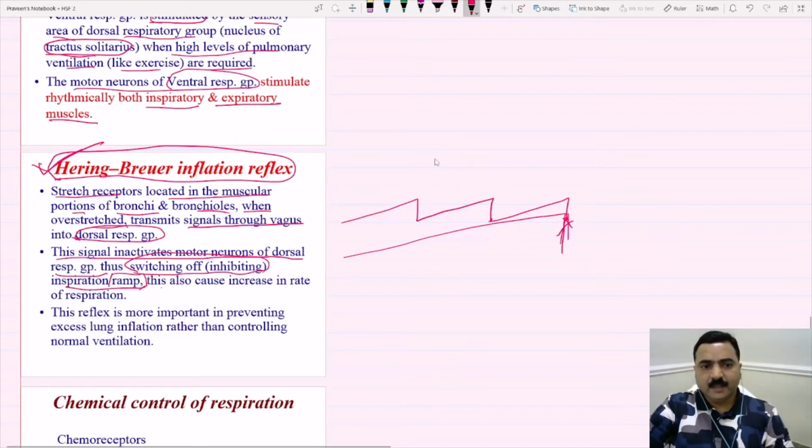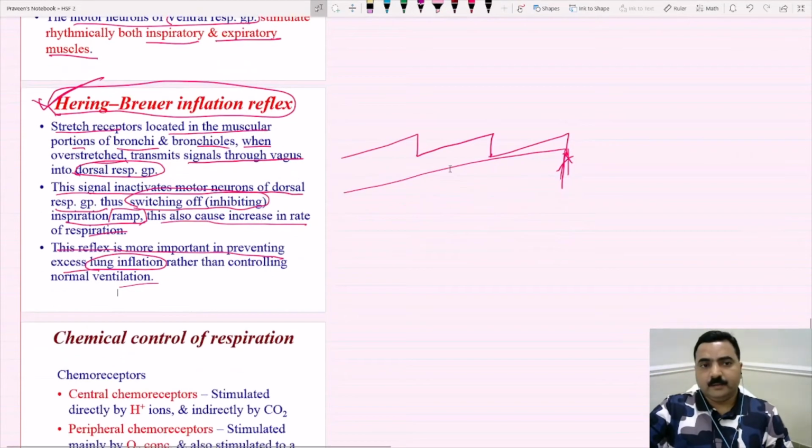This also causes an increase in the rate of respiration. If you keep on stimulating the Hering-Breuer reflex, what will happen? You stop the inspiration frequently, so the rate increases. This reflex is more important in preventing excess lung inflation rather than controlling normal ventilation. So that's the importance of the Hering-Breuer reflex.